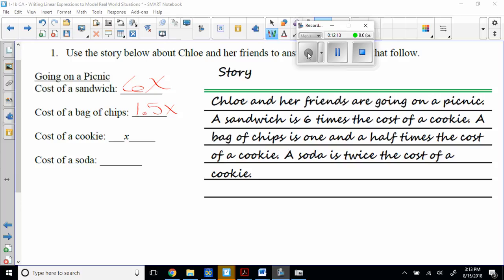A soda is twice the cost of a cookie. So how do we represent that? 2 what? X. Good. Now, any questions about what we got there? They gave us an unknown, that was the cost of the cookie. Then they turned around and gave us a relationship between the cookie and the rest of the things we had, right?